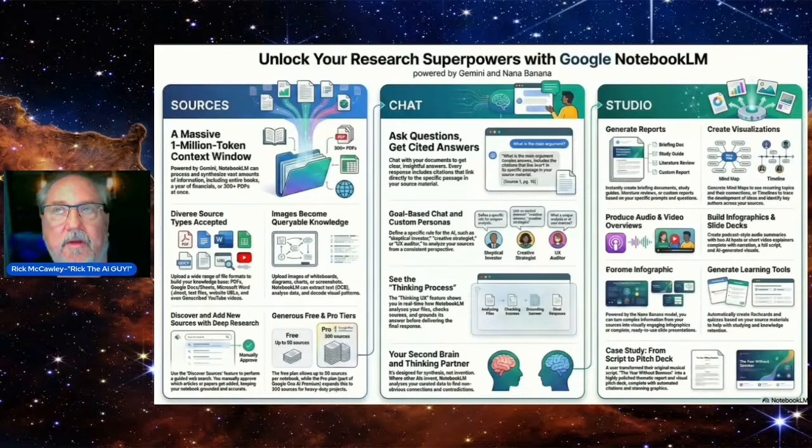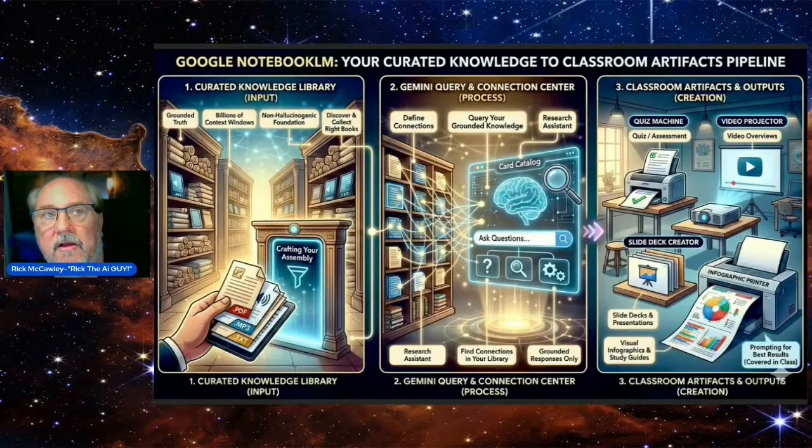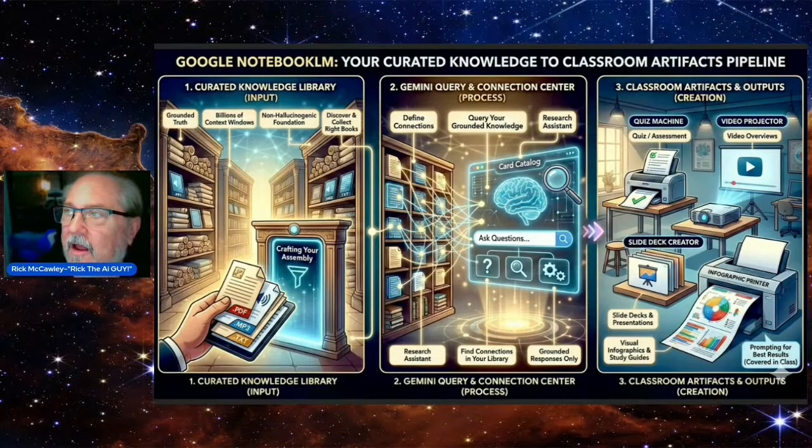So this same exact information graphic, done in this style, which is more of a cartoon infographic, gives me this 1980s style. So on the right, what am I doing? I'm putting in PDFs, MP3s, text files, billions of context window, if that's more correct. And then I query that content, define connections, query your grounded knowledge, research assistant, and then I go to create artifacts in the classroom.